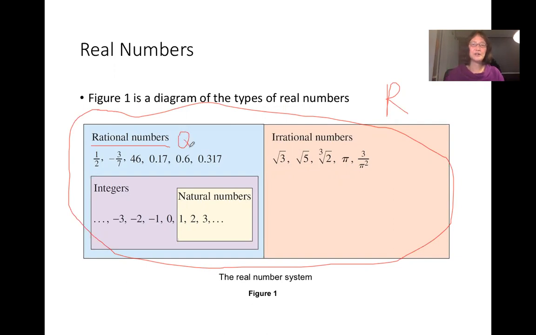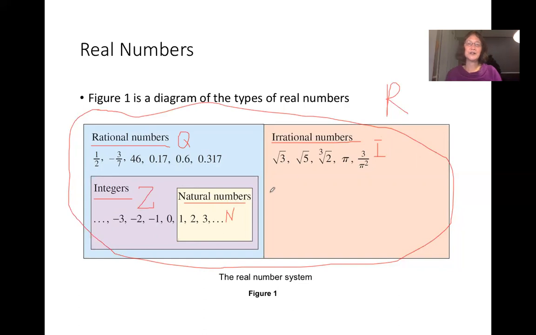and rational numbers can be further divided into integers, so Z, capital Z, integers, and natural numbers, capital N. Natural numbers. Irrational numbers, it is I.